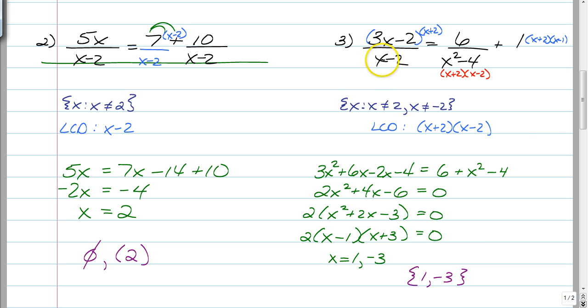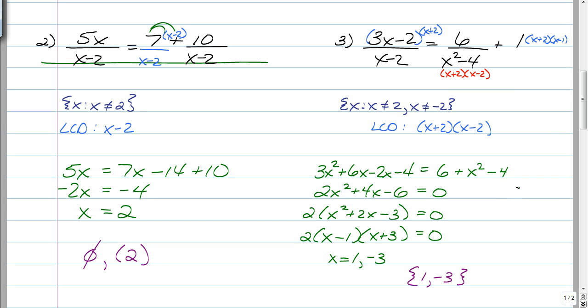So this first fraction needs to be multiplied by x plus 2 on the top and bottom. This is all good, and this one needs to be multiplied by x plus 2 and x minus 2, which we know is x squared minus 4. So from there, you FOIL this left, and you get 3x squared plus 6x minus 2x minus 4 equals, and we have 6 plus our x squared minus 4 when we FOIL these back together, and we have this equation.